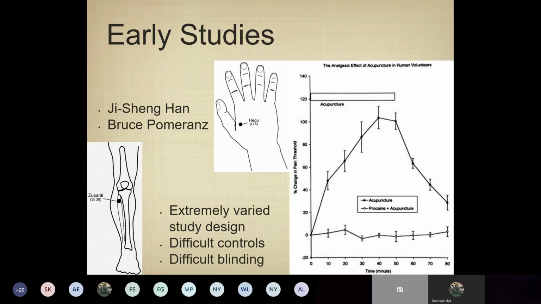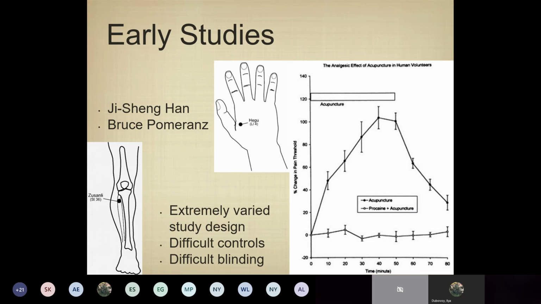So, continuing with the issue on control of pain, we see that the early studies, and by which I mean the studies from the 1970s, again, after the flurry of interest from Nixon's visit to China, were really led by two major groups. One is Professor Bruce Pomerantz at the University of Toronto and Zhisheng Han from Beijing University. Both of these groups were very much interested in the mechanisms of pain control. And so they performed some of the real hallmark studies.